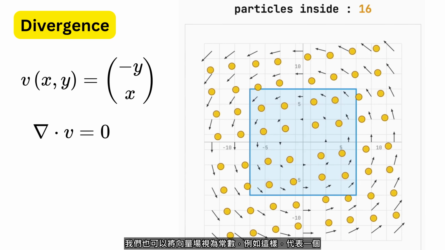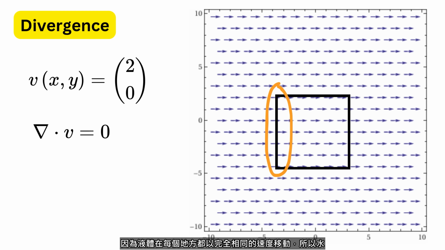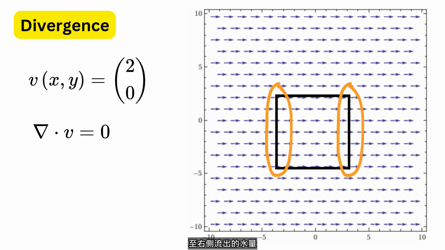We could have also taken the vector field as constant, like this, representing a steady stream of water flowing uniformly to the right at a constant speed. Every single vector in the entire space is identical in length and direction. Because the fluid is moving at the exact same speed everywhere, the amount of water entering through the left side of the square is identical to the amount of water exiting through the right side. If the number of particles entering equals the number leaving, the density inside the square stays the same, and thus the divergence is 0. Amazing!